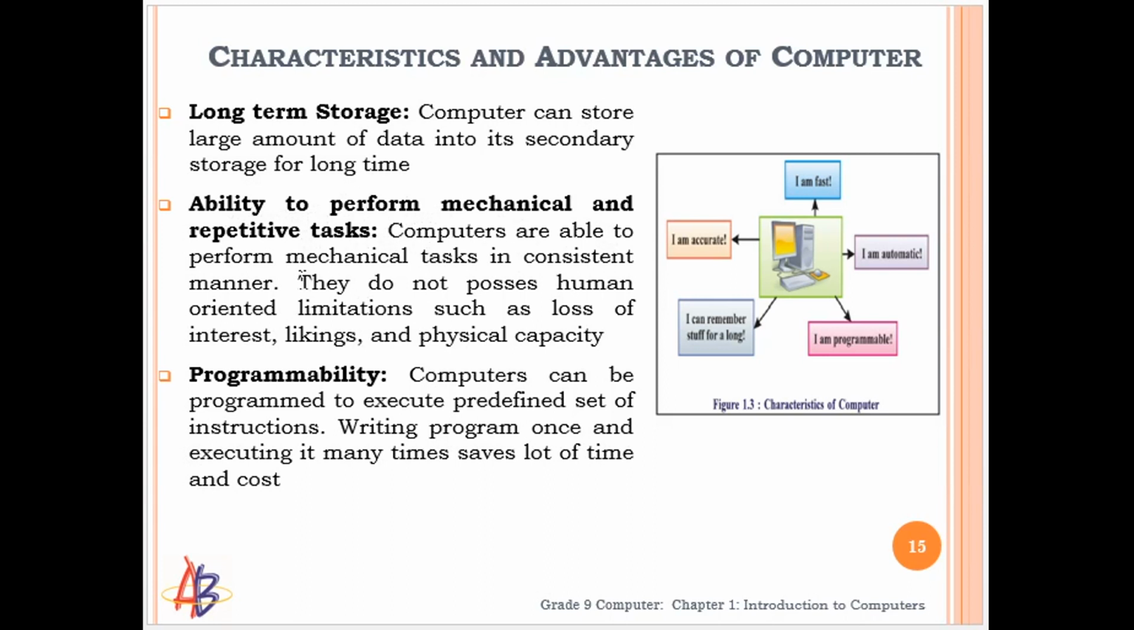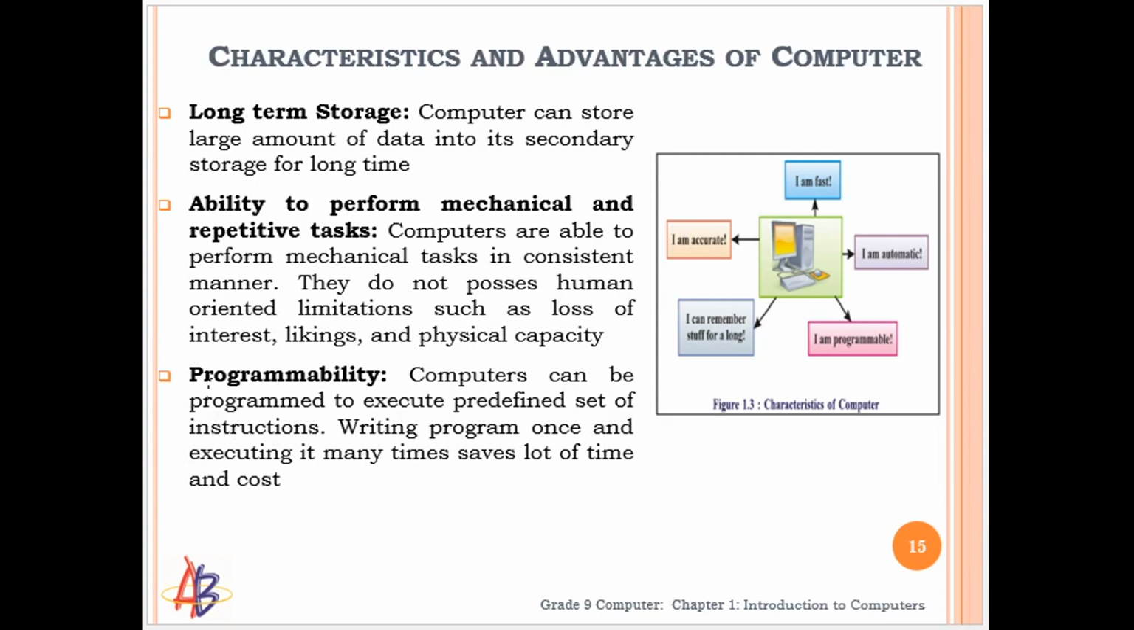Ability to perform mechanical and repetitive tasks. Computers are able to perform mechanical tasks in a consistent manner that do not possess human oriented limitations such as loss of interest, likings, and physical capacity. Here we will see that a computer keeps working for more hours or more days. It does not have the limitations such as the loss of interest and the physical capacity. It will not say yes, I'm tired.